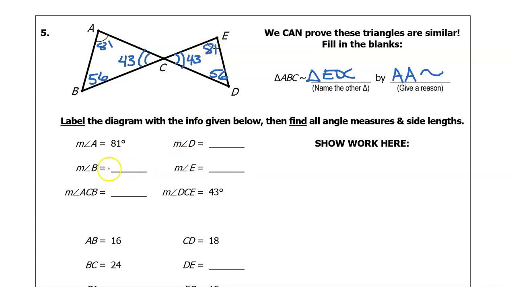So let's look back and fill in all of these angles. Angle B is 56. And angle D is also 56 degrees. Angle E is 81 degrees. Angle ACB is this 43 degrees on the left. And there you have it.